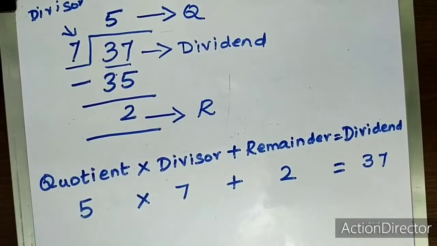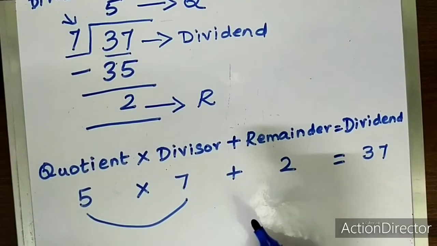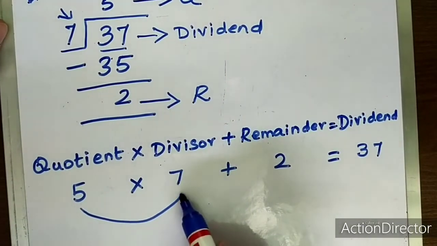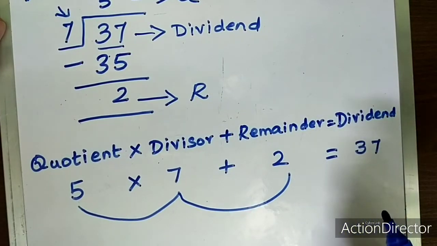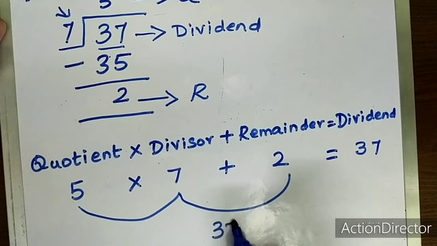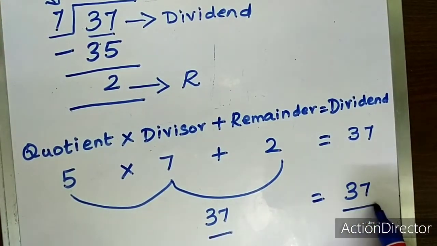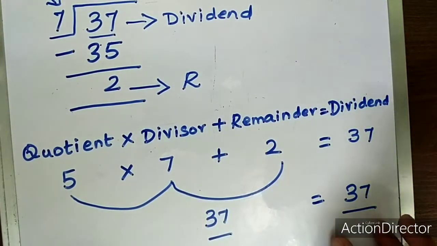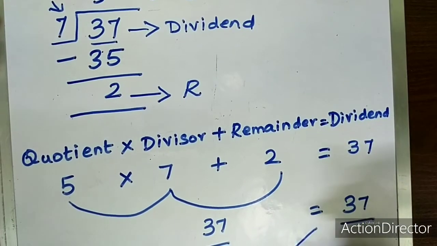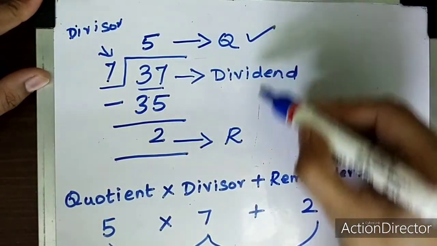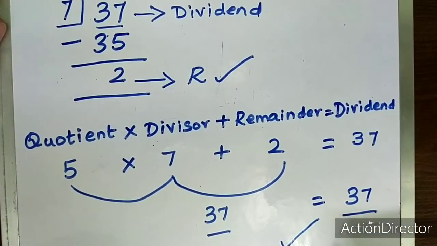37. So what are 5 7s? 5 7s are 35. 35 plus 2, 36, 37. So 37 is equal to 37. So this side also we are getting 37. Both sides 37 means the answer is correct. Our answer, quotient and remainder, is correct. We got the same answer.